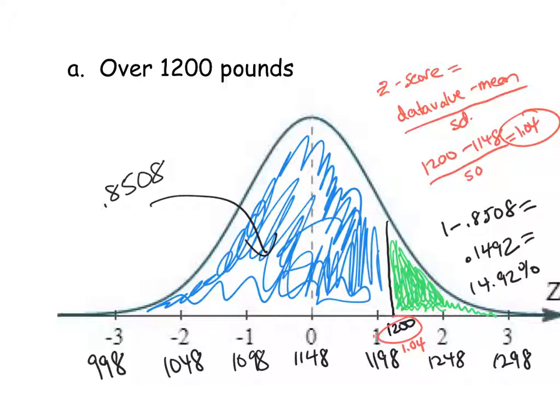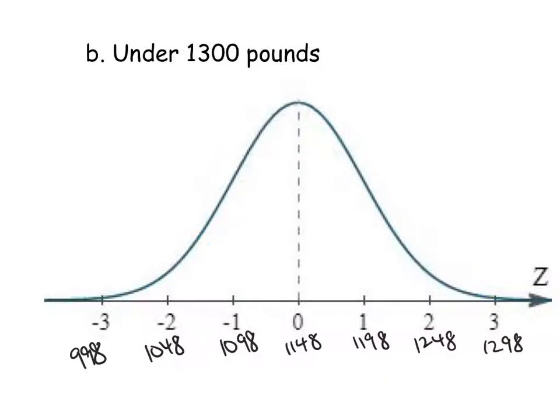So the area to the right, which is the green shaded area, is 14.92%, which means that the percentage of steers that weigh over 1,200 pounds is 14.92%. All right, this is part B of the question.